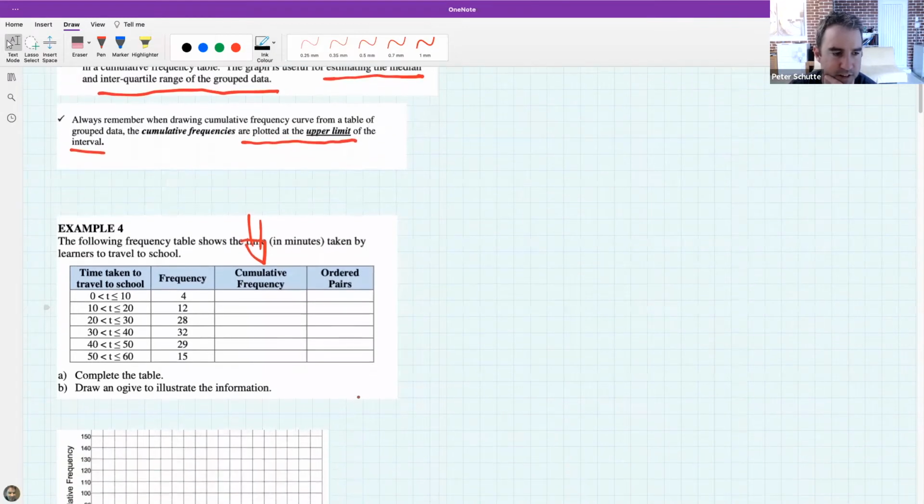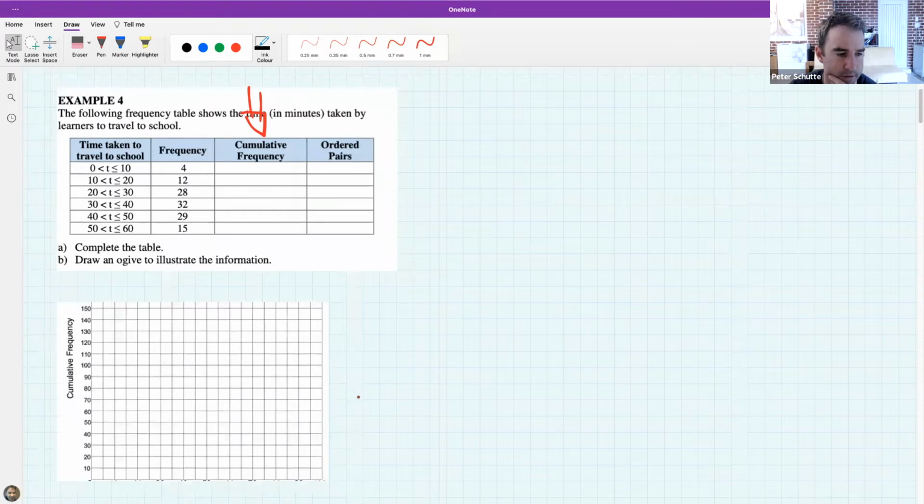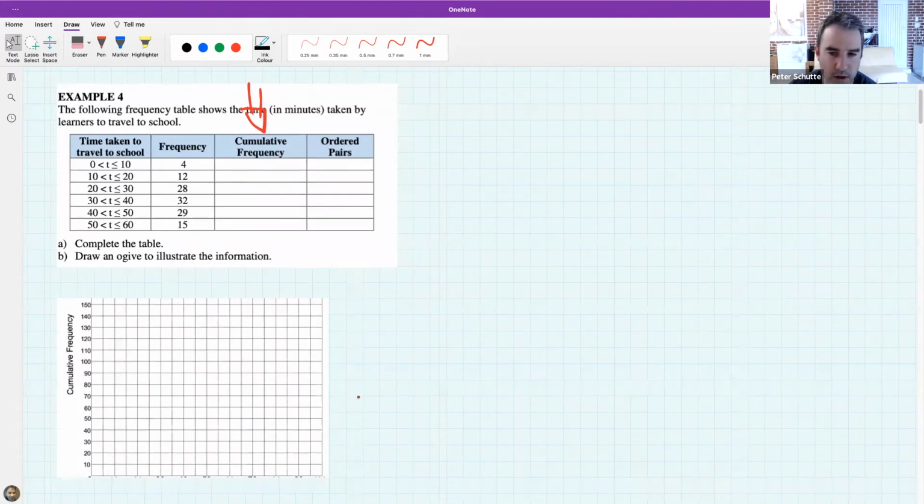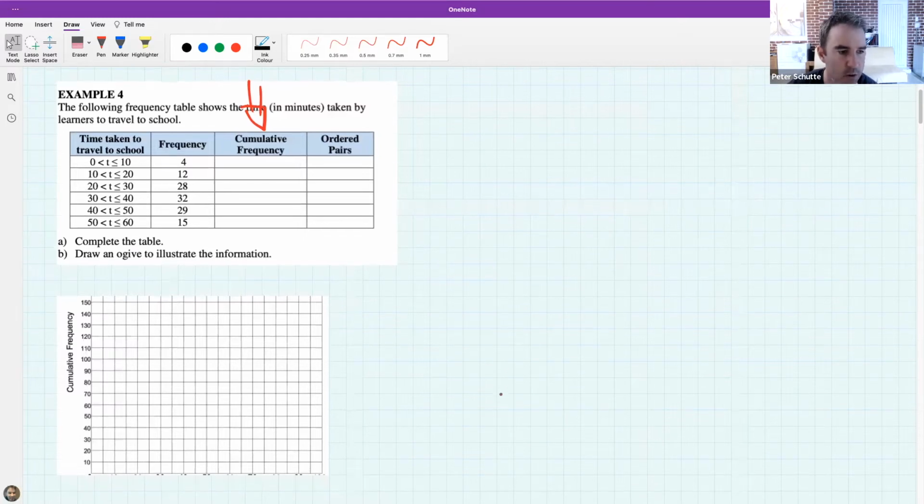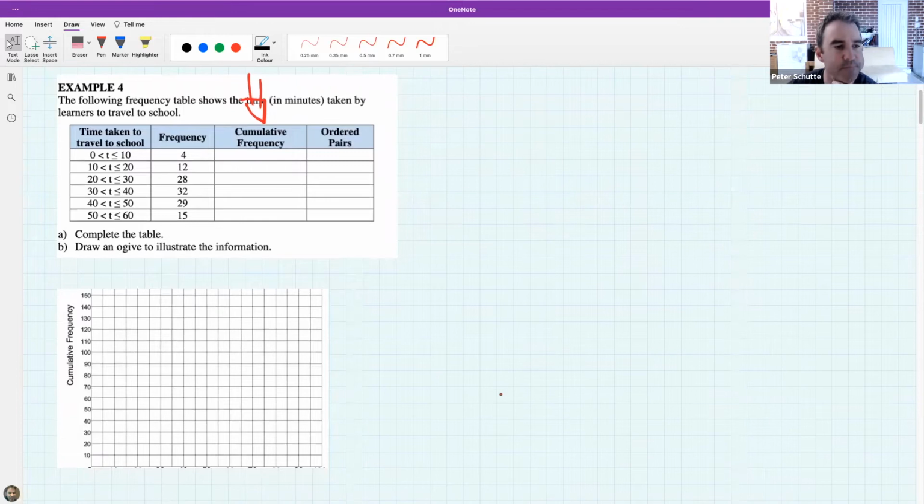So remember, you're filling out this table for me. And then once you finish this table, I want you to draw up a Cartesian plane. Well, not Cartesian plane, basically one quadrant of a Cartesian plane, so that we're ready to draw this ogive.